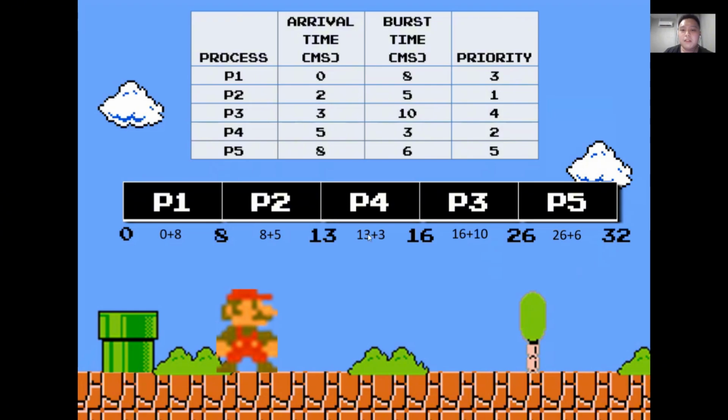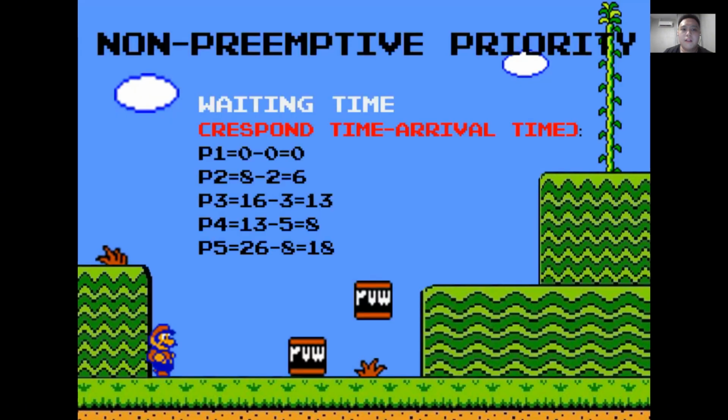the P4. We add P4's burst time to get P3, and the P3 response time 16 plus its burst time 10 gives the P5 response time. The total will be 32 after we use the P5 response time 26 plus the 6 burst time of P5. So we get 32 in total, and then we have to calculate the waiting time in non-preemptive priority.